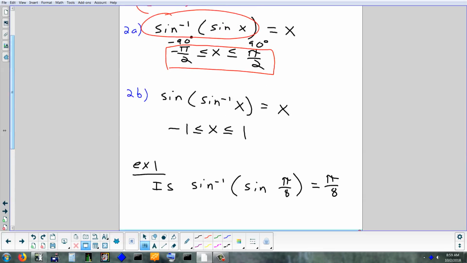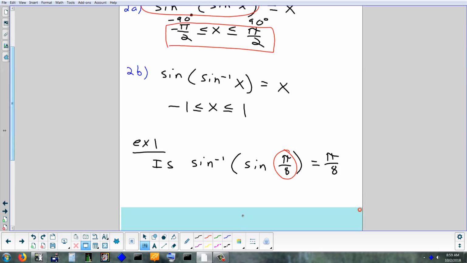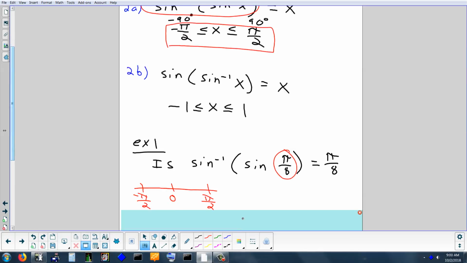We have to check if the number we were given is between -pi/2 and +pi/2. Okay, so think about that on like a number line. Let's say we had 0. Over here we've got pi/2, and then symmetric on the other side, -pi/2. We don't have to know exactly where, but where would pi/8 fit into that? Roughly, just where would it be?